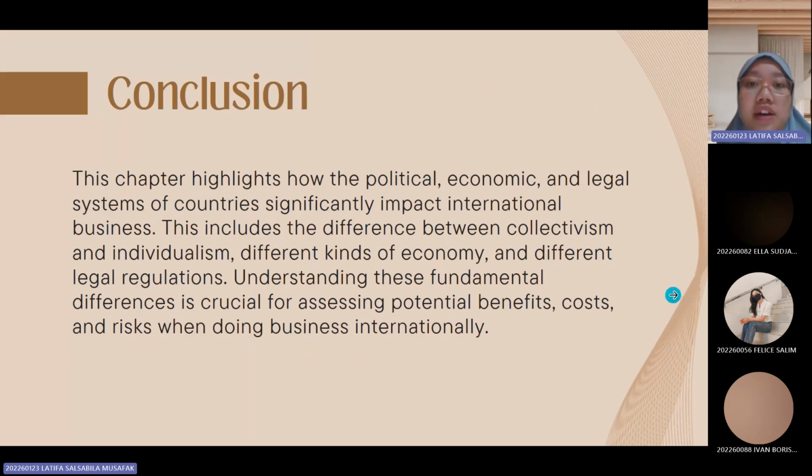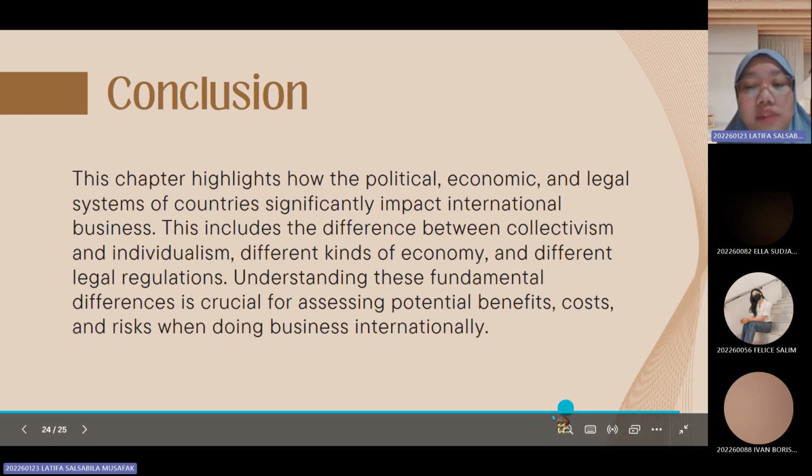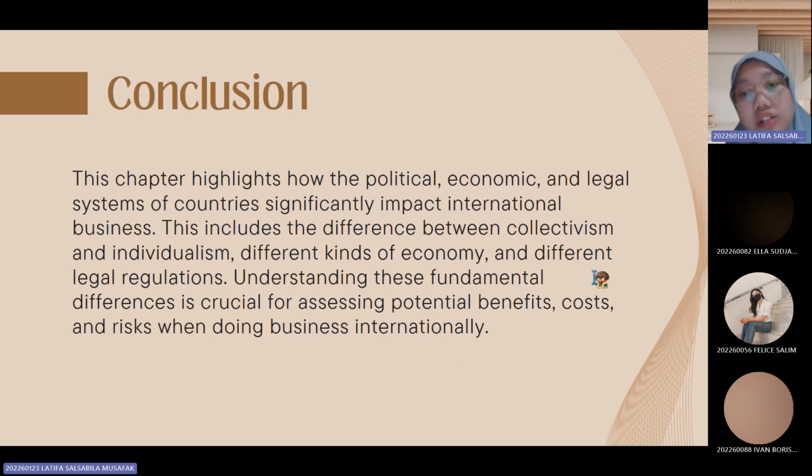Right, so here we have the conclusion of this chapter. This chapter highlights how the political, economic, and legal systems of countries significantly impact international businesses. This includes the difference between collectivism and individualism, different kinds of economy, and different legal regulations. So, by understanding these fundamental differences, it's important for us as management professionals to be able to assess potential benefits, costs, and also risks when doing business internationally.